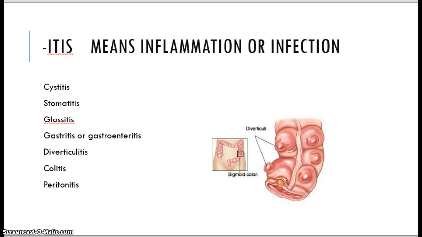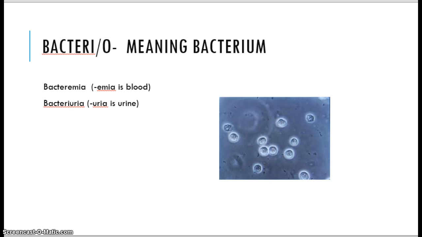in that peritoneal cavity. Bacterio is bacterium, and when we have bacteremia, emia, the end of that word, is blood, so it's a septic infection or a bacteria that has gotten into the blood system, which is a very serious condition. Bacteriuria is urine that has bacteria in it, and again, that would be a serious condition.